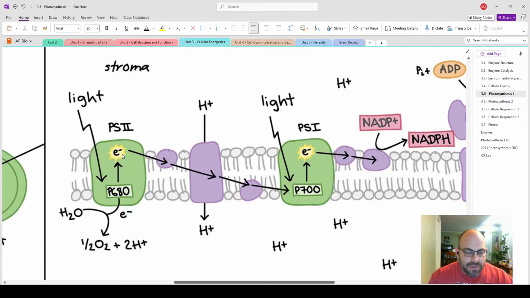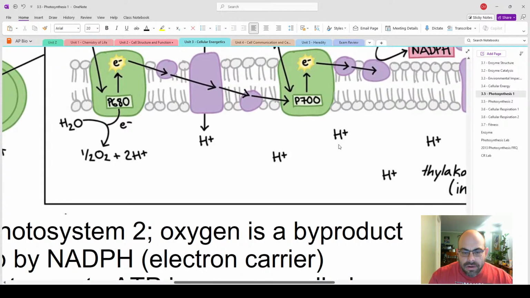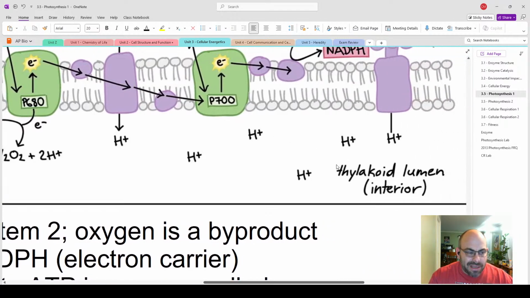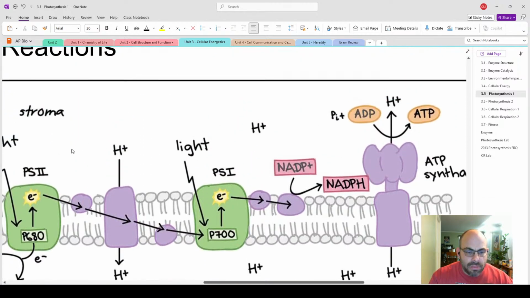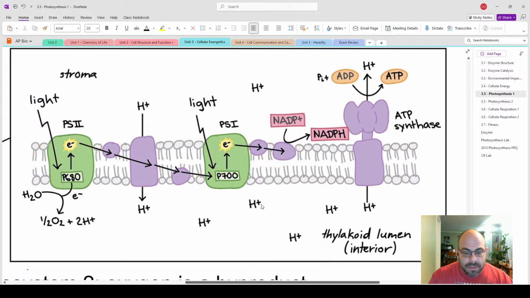Why does that electron have energy? Well, it just got hit with light, and so it's energized. It's going to pump protons from an area of low concentration up here in the stroma to an area of high concentration, which is in the thylakoid lumen, which is inside the thylakoid, right, which is inside the chloroplast. And so if we're going low to high, that is active transport, right? And so you have this concentration gradient building up inside the thylakoid.